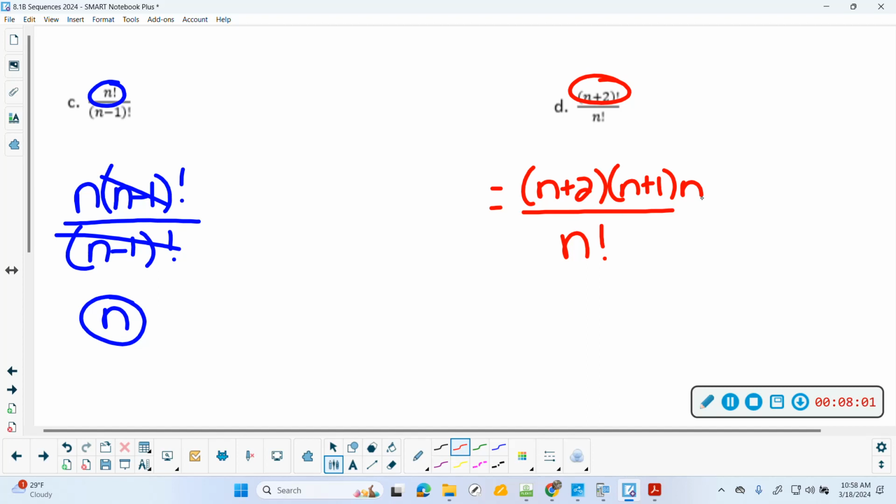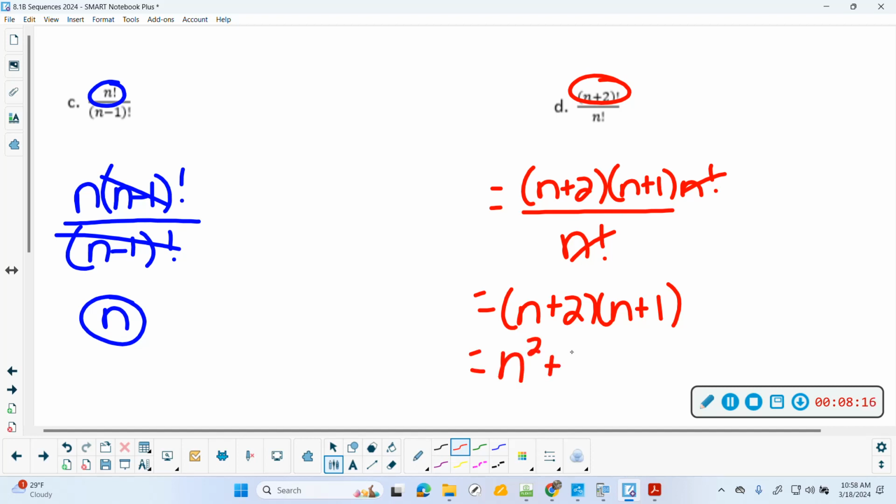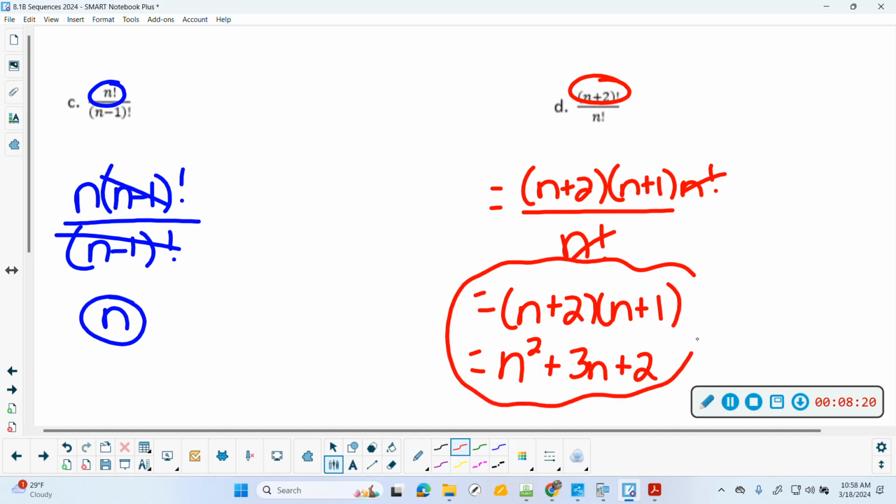We could do it all day, but I'm going to throw the factorial on for all of those because I see it in the bottom. Now, up to you. I don't care. If you want to leave your final answer n plus 2 times n plus 1. I have some kids that like to FOIL it out. I don't know if you want to FOIL it out. n squared plus 3n plus 2. I'll take either version. It does not matter to me.